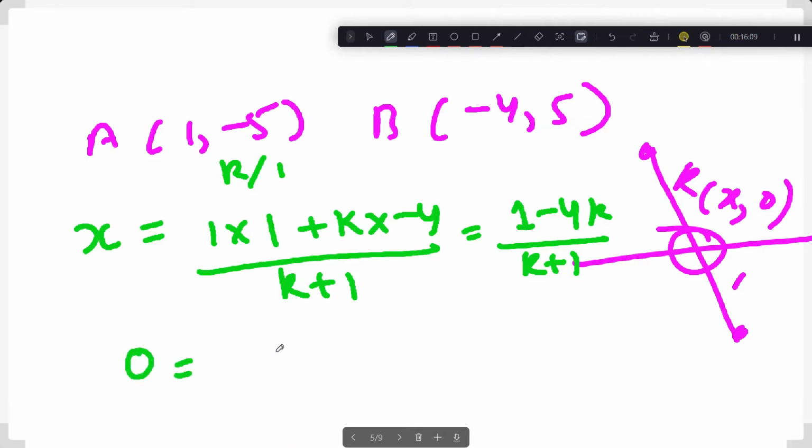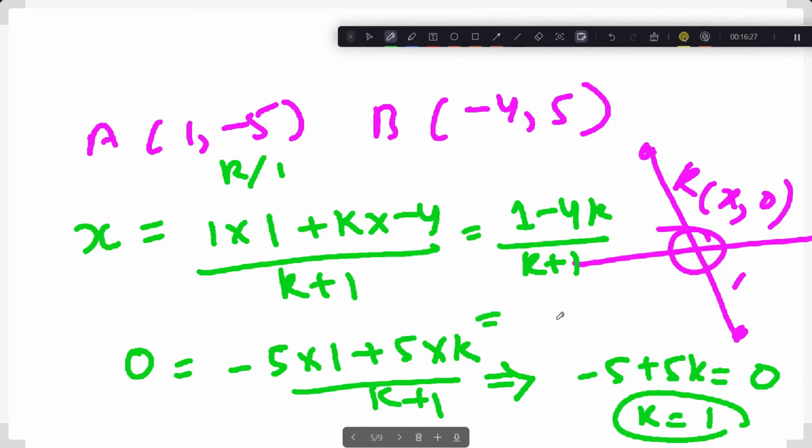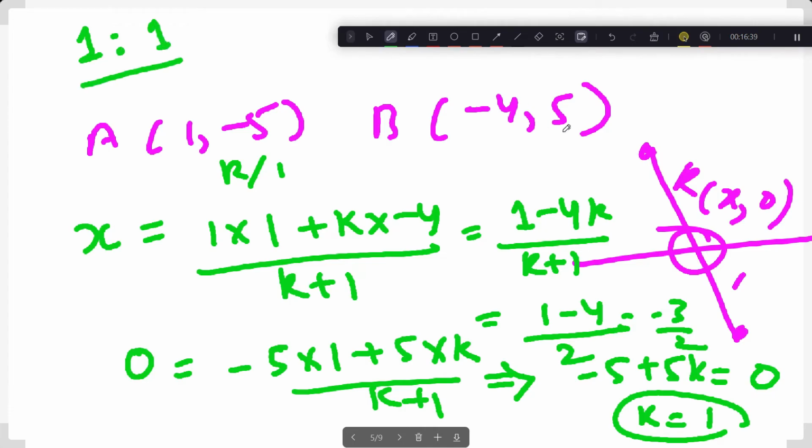Now 0 equal to what? -5 into 1 plus 5 into k upon k plus 1. What does this imply? K equal to 1, so what is x? So net it is divided in the ratio of 1:1, and it is at the point (-3/2, 0).